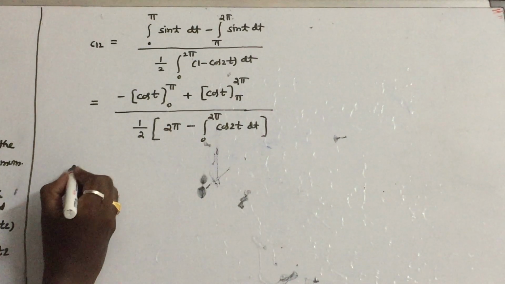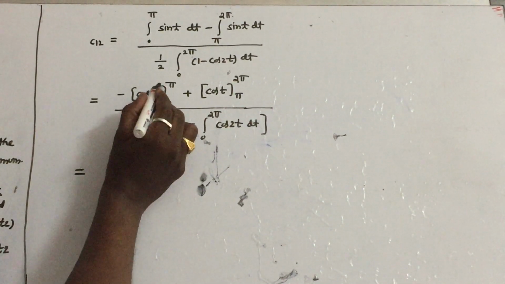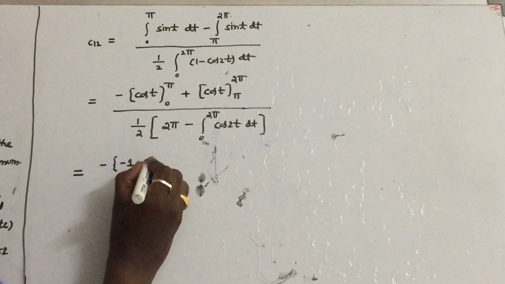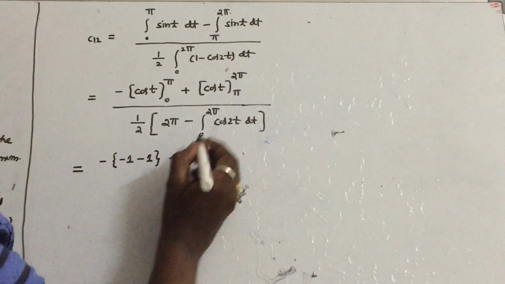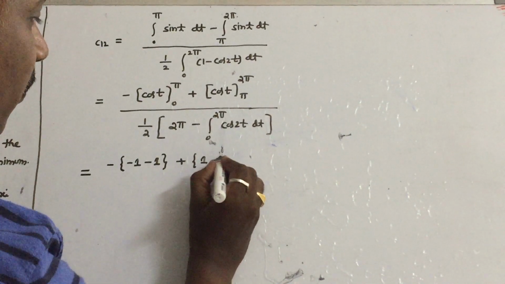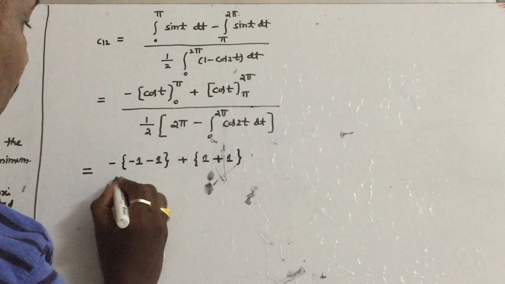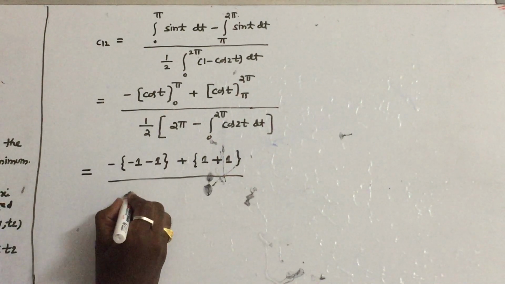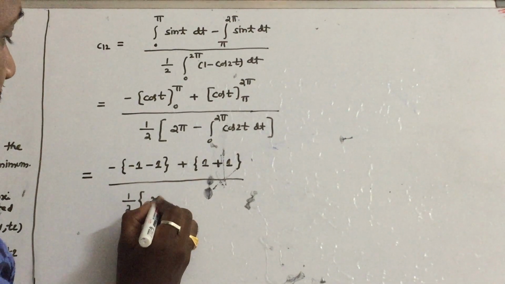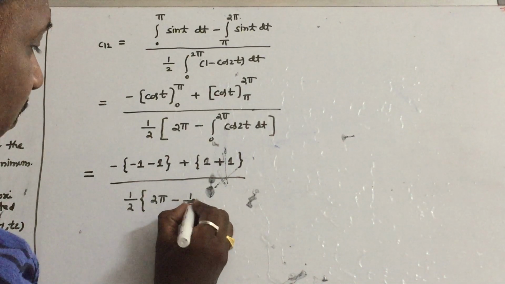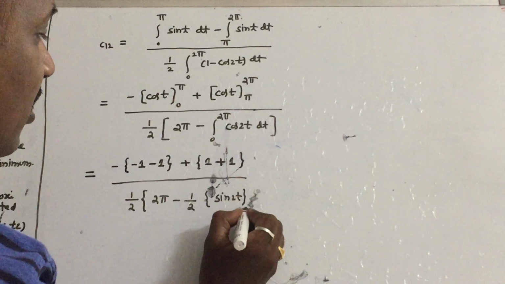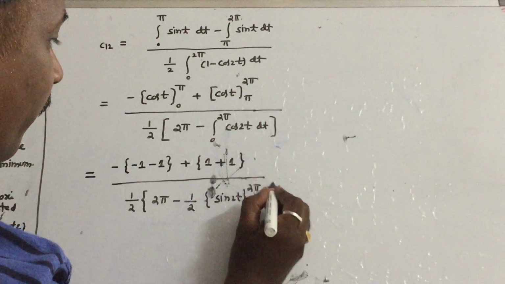Now you can see the numerator: cos pi minus 1 minus cos 0 minus 1 plus cos 2 pi plus 1 minus cos pi minus 1, minus of minus becomes plus 1. Divided by 1 by 2 into 2 pi. The integral of cos 2t is 1 by 2 into sin 2t, so just substitute the limits 0 to 2 pi.